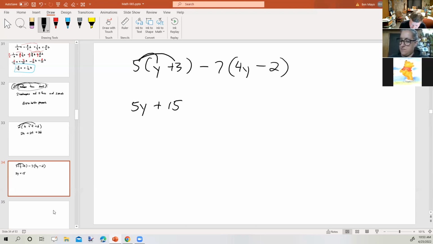Now we're going to distribute the minus 7 because we're subtracting 7 of everything inside. So minus 7 times 4y would be minus 28y. But now minus 7 times a minus 2, minus times minus is plus 14. Any questions there?